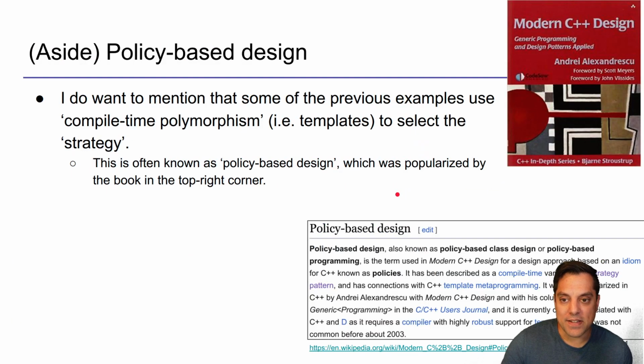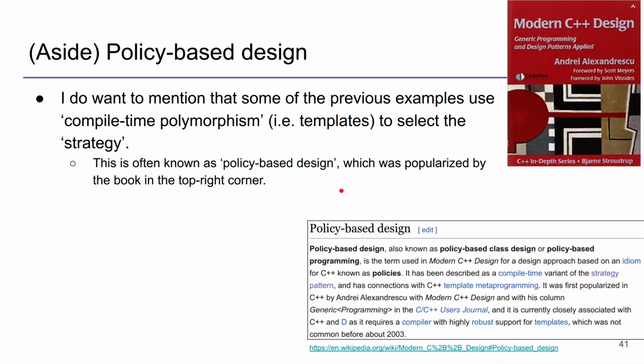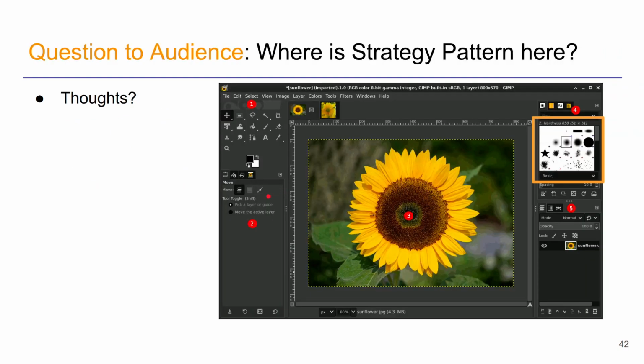How about this as an exercise? Well, actually, again, that idea of policy-based design comes from this book by Andrei Alexandrescu, Modern C++ Design, which is basically the strategy pattern, usually at compile time is where you're thinking about it. Okay. But how about this?